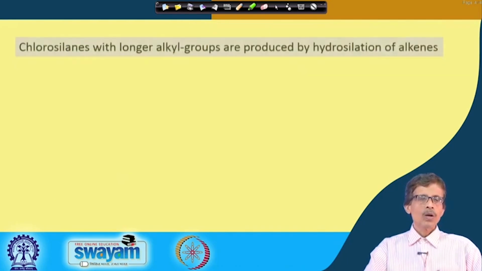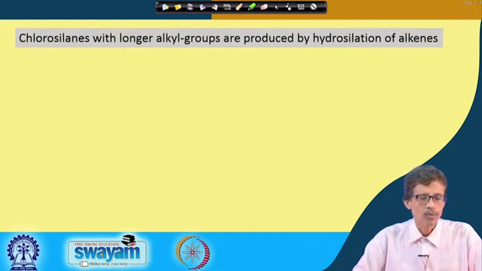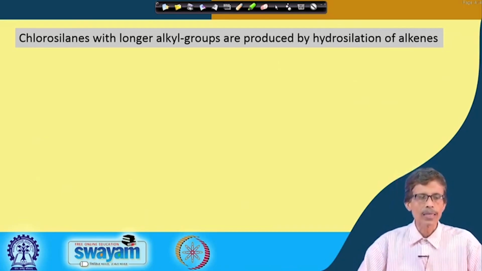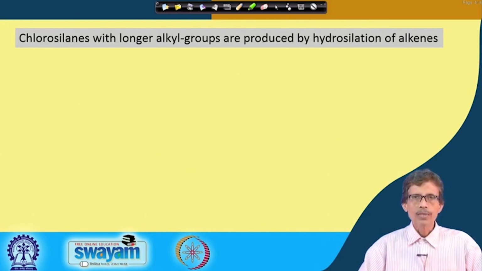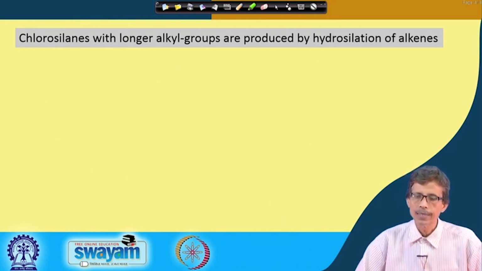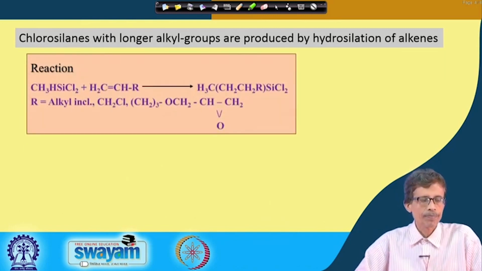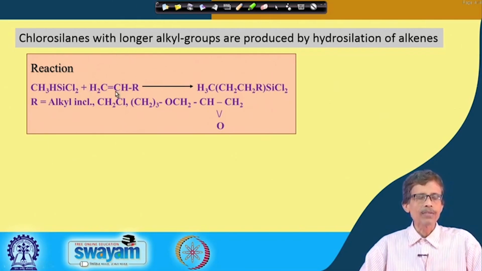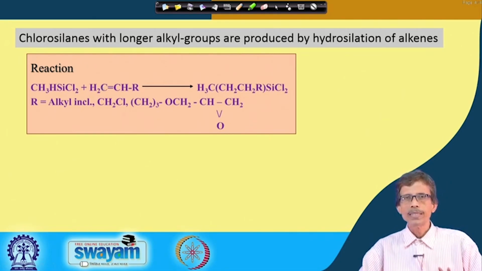Chlorosilanes with longer alkyl groups are produced by hydrosilylation of alkenes. So, another category is how you get alkyl chlorosilanes: simple chlorosilanes undergo the hydrosilylation reaction with the typical alkene. At one end we have the typical alkene function, that means a double-bonded CH2 group, which is nothing but your alkene material.